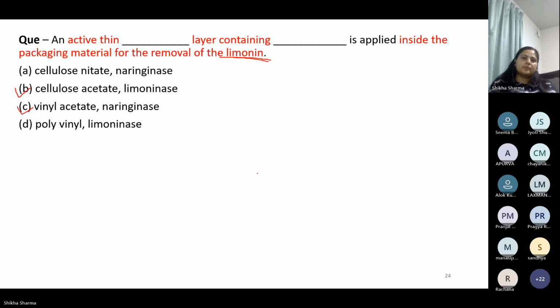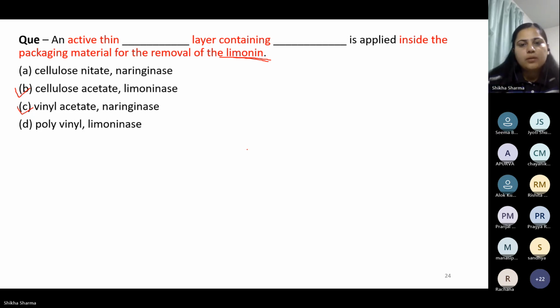Okay. Naringin is a non-bittering compound, right? So it might be limonene. Okay. Maybe. But it has to be naringinase. I don't remember exactly. I haven't studied limonene.